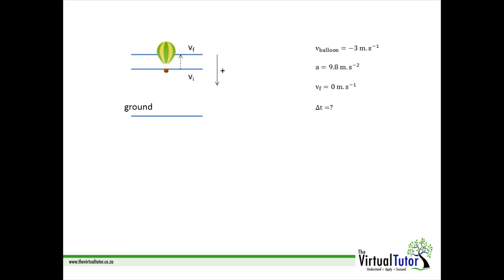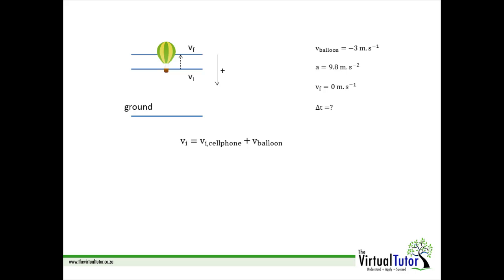We know that the initial velocity of the balloon is 3 meters per second upwards. We know acceleration, and we know that when the cell phone reaches its maximum height, it will have a velocity of 0 meters per second. We need to find delta t.